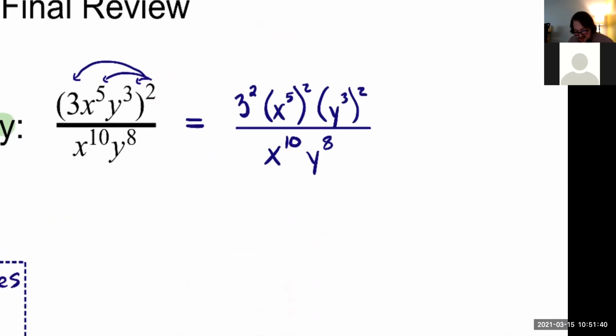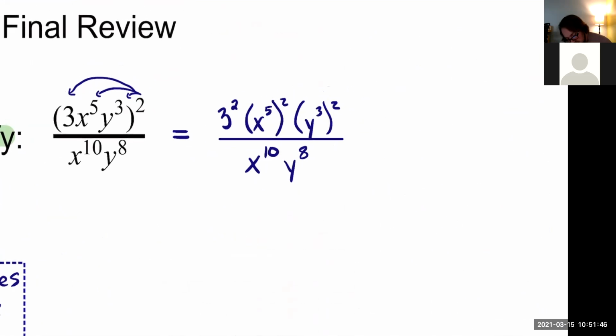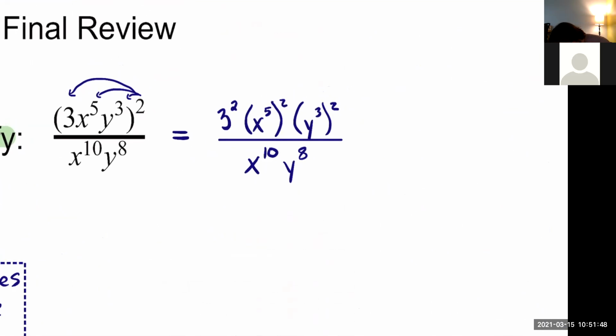And in this case, since it's just a monomial, all you're really doing is sharing that exponent with each individual base. Now, what I'm going to do next is clean up that numerator a little bit more, because technically I still have parentheses there. Can I actually evaluate 3 to the power of 2? 3 times 3, which would give me 9.